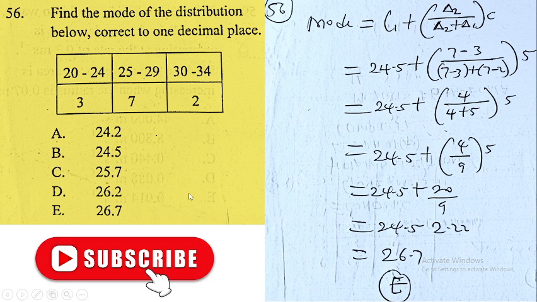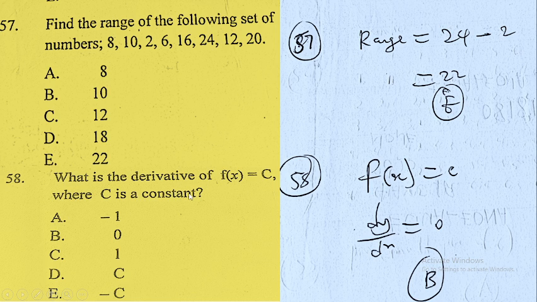Pardon me for that. Then question number 57 now, also on statistics. You have to find the range of this set of data, and we know that range is the difference between the highest data value here and the lowest one. The highest here is 24 and the lowest is 2. So the range will be 24 minus 2, and that gives us 22. Option E is the correct option here.